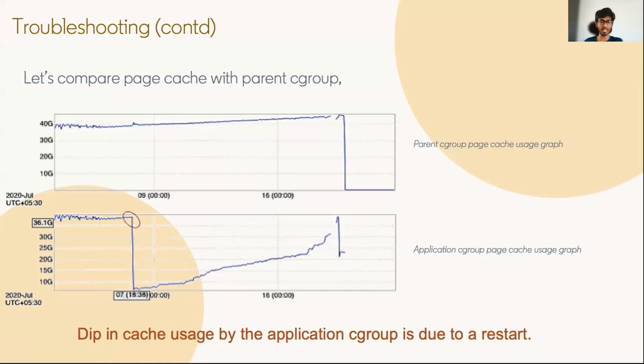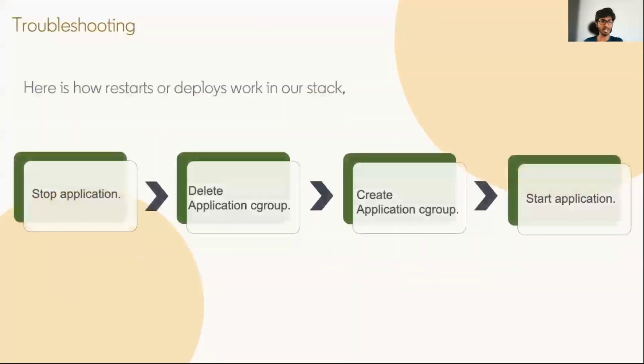Now, we weren't really sure how a restart could cause that. So we started looking at how restarts or deploys work in our stack. So first it stops the application, then it deletes the application C group, creates the application C group again, and starts it. Of course, this is for restarts, and deploys do have other steps where it pulls in the artifacts and stuff.